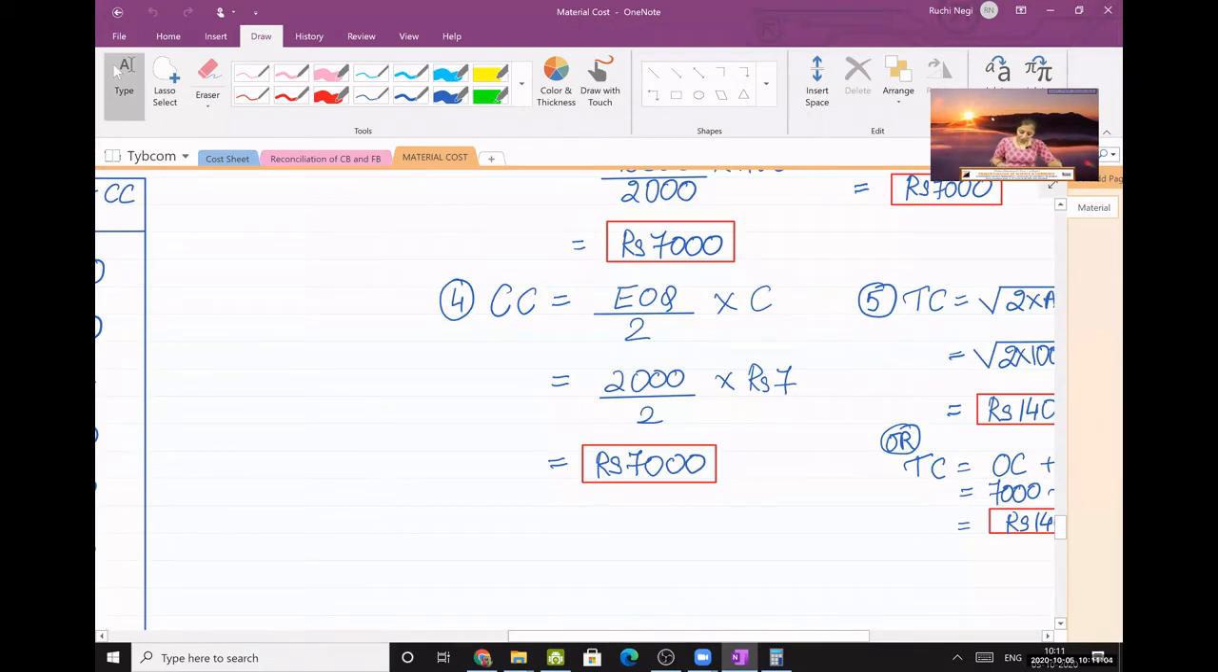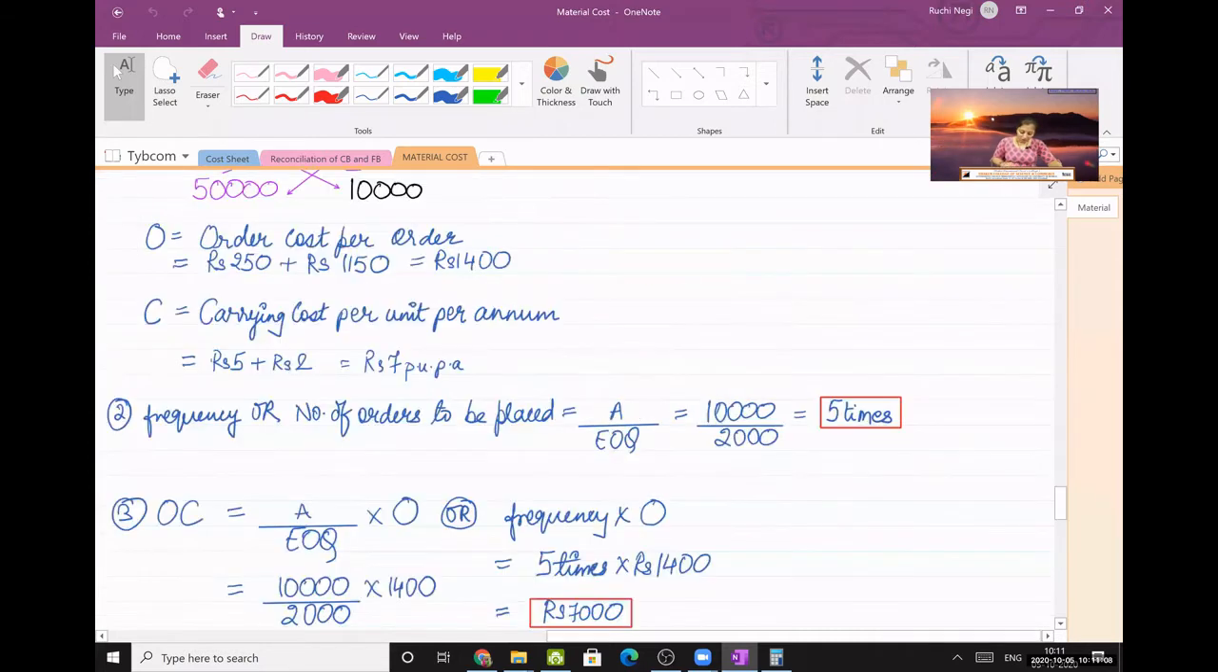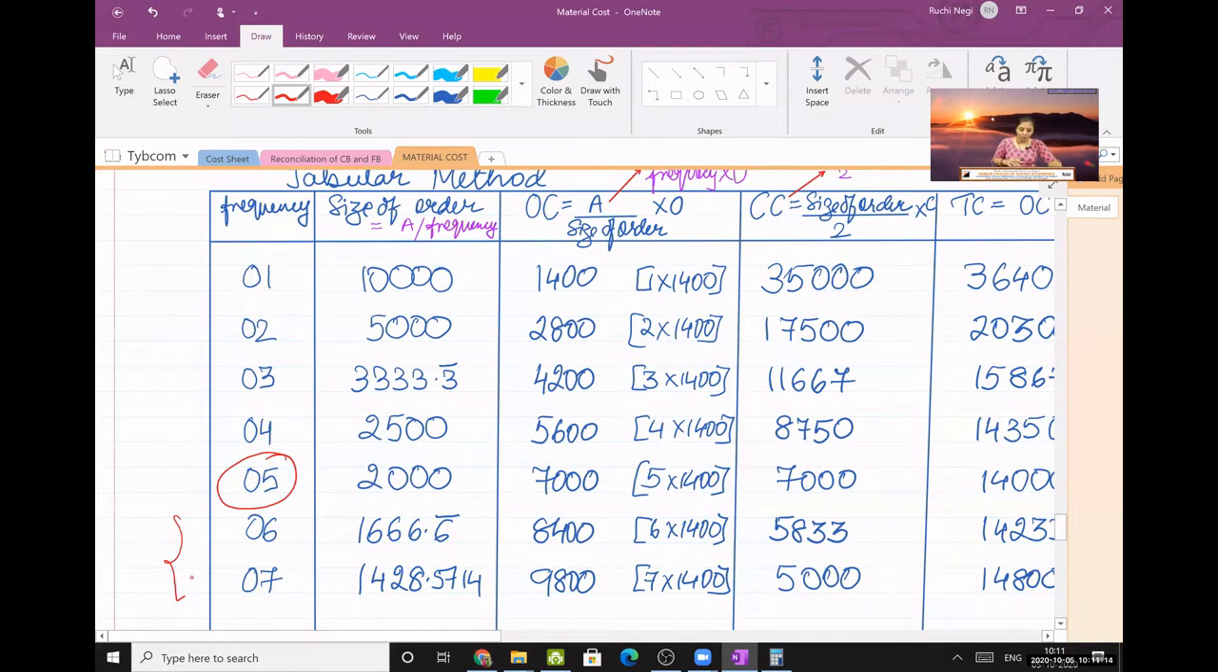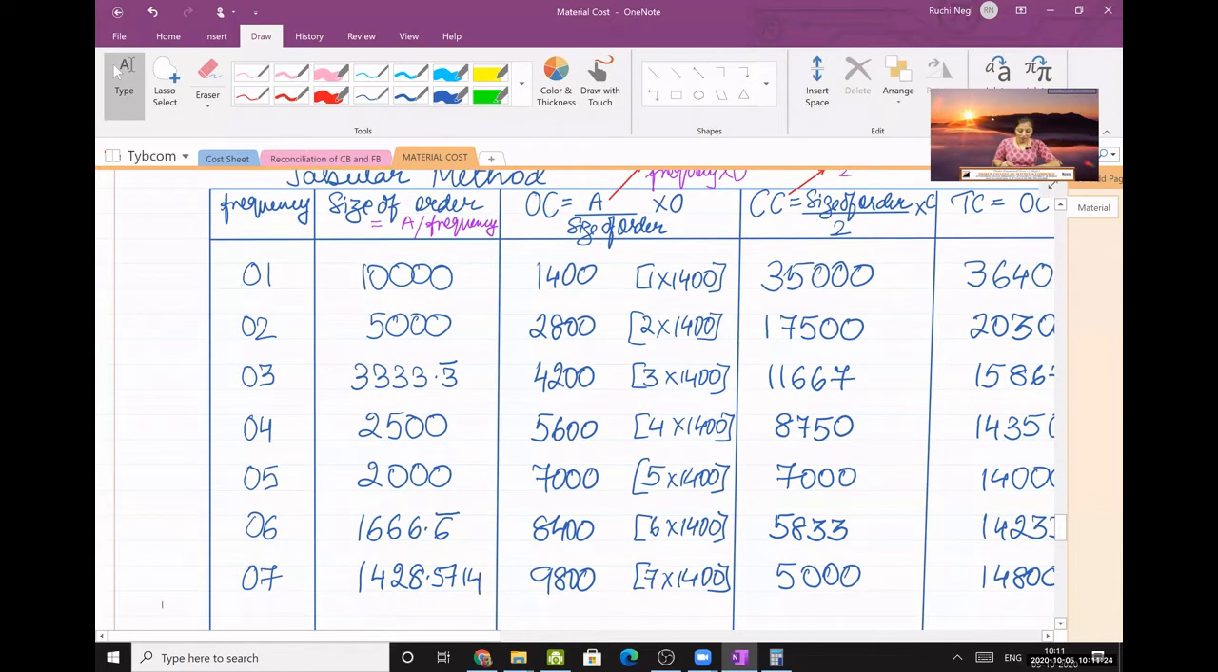So these were the probable answers. My frequency was 5 times. So I told you to take 1, 2, 3, 4, 5 is the answer we know, but still we will go 2 steps more. This is size of order A upon the frequency 10,000 upon 1, 10,000 upon 2, 10,000 upon 3, 10,000 upon 4, 10,000 upon 5, 10,000 upon 6, 10,000 upon 7. So 10,000 is the A which we got.